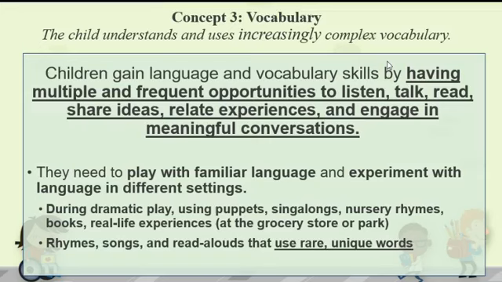Just like there's totally different language for princess fairy play versus archaeologist versus kitchen versus veterinarian clinic. They need a lot of different opportunities and experiences, and that in turn broadens their vocabulary. They need opportunities to be exposed to unique and rare words. If they're never exposed to them, they're never going to use them.